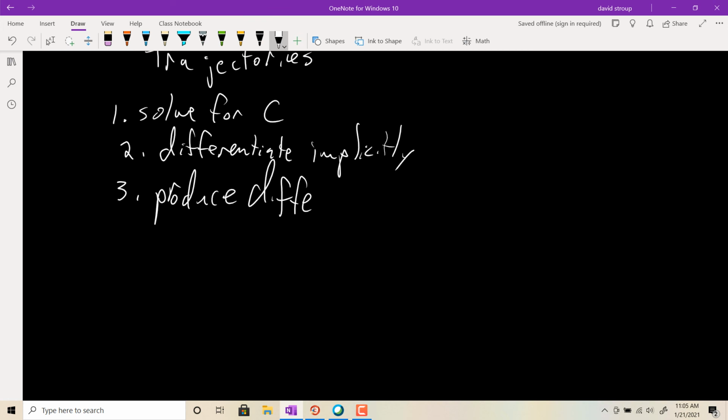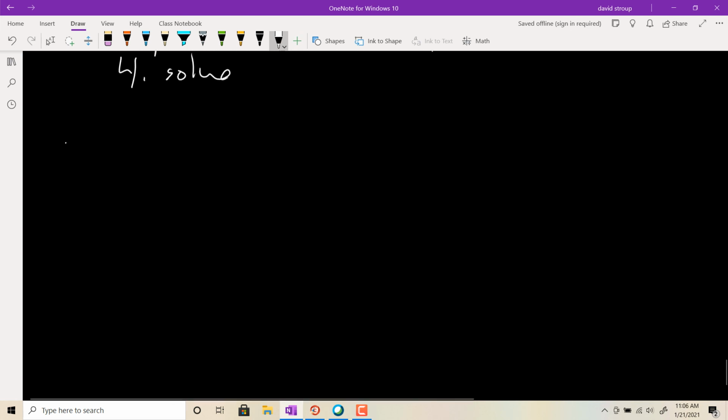Anyways, produce a differential equation based off of that, and then you're going to solve to get your new family. Okay, sorry about my handwriting. Okay, so let's look at an example of this.